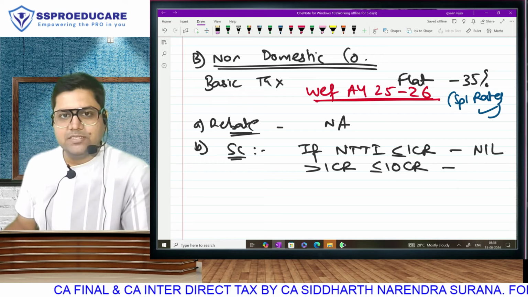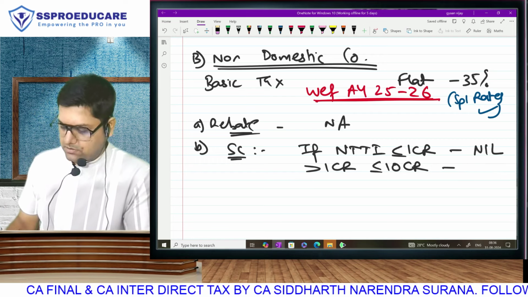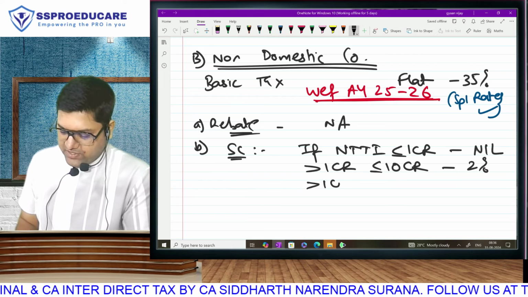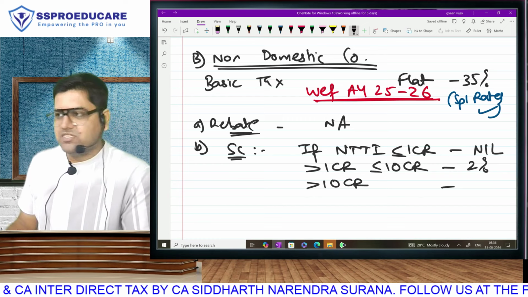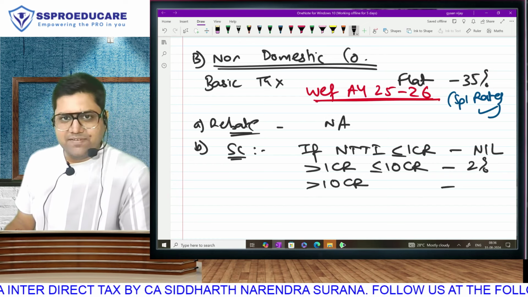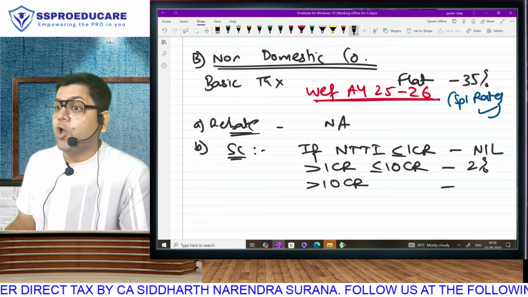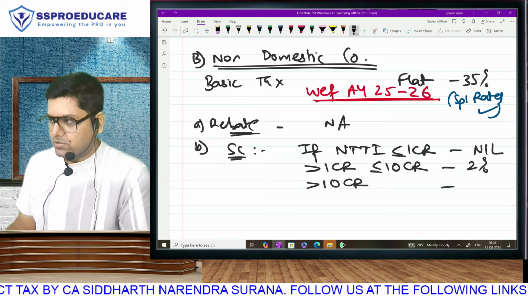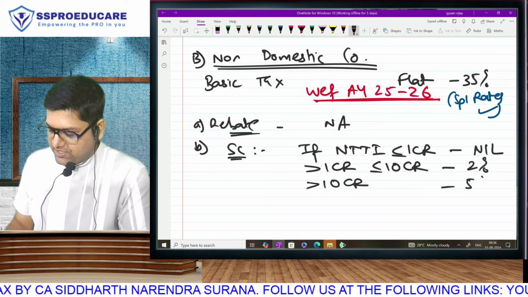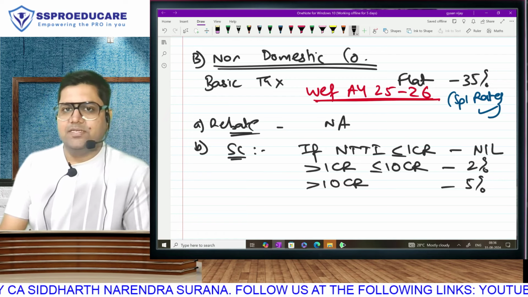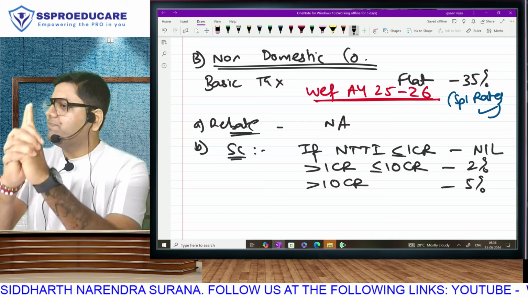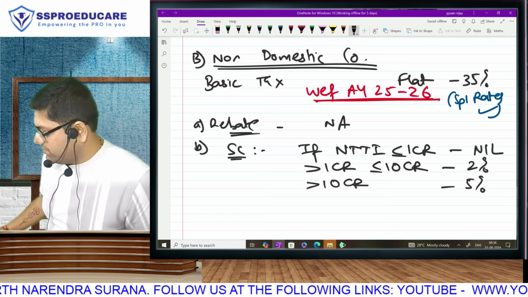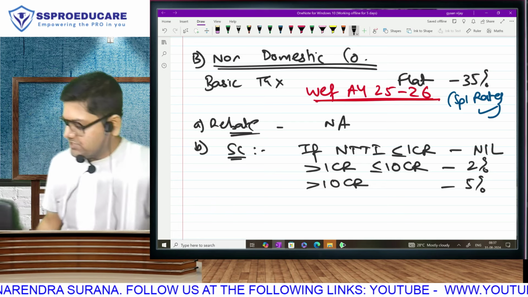What about domestic companies? 7%. But for non-domestic, we have 2%. And after 10 crore, firms still at 12, individuals still at 37. Domestic companies join firms from 7% to 12%, non-domestic company 5%. So for domestic companies we have 0, 7, 12. For non-domestic we have 0, 2 and 5.